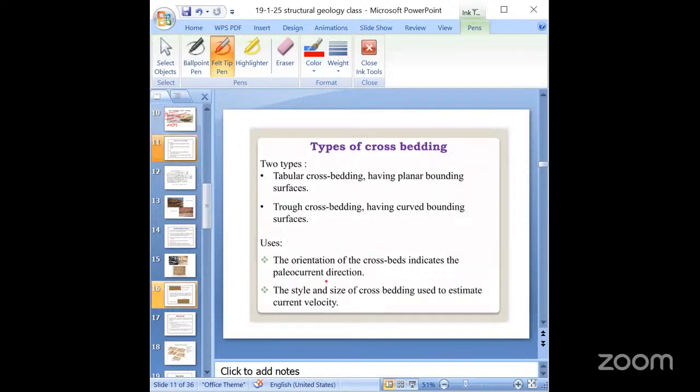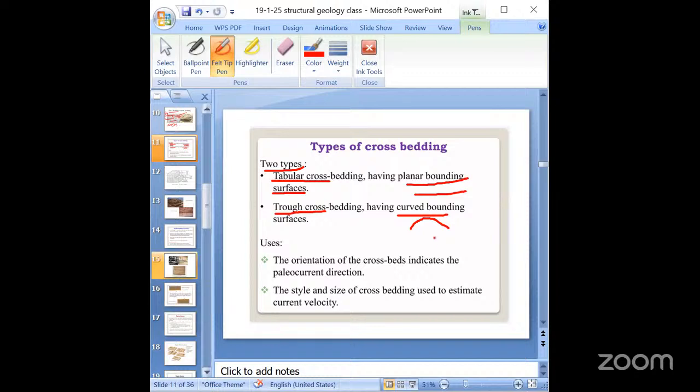Now you see types of cross bedding. There are two types. The first one is tabular cross bedding and the second is trough cross bedding. Tabular cross bedding has planar bounding surfaces, planar, okay? And trough cross bedding has curved bounding surfaces. These are planar and these are curved.